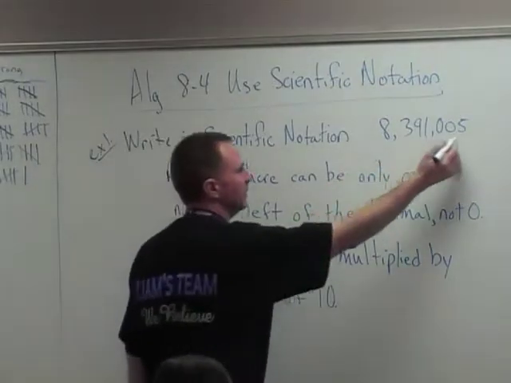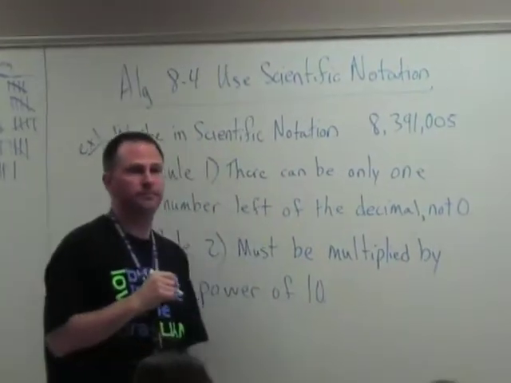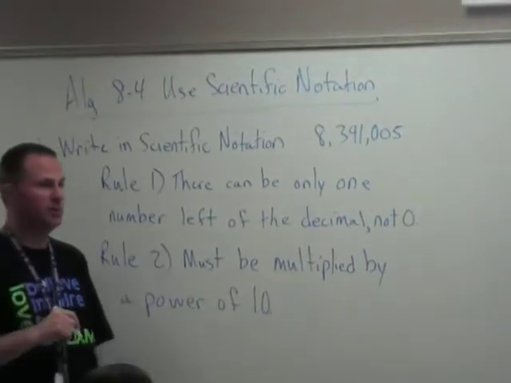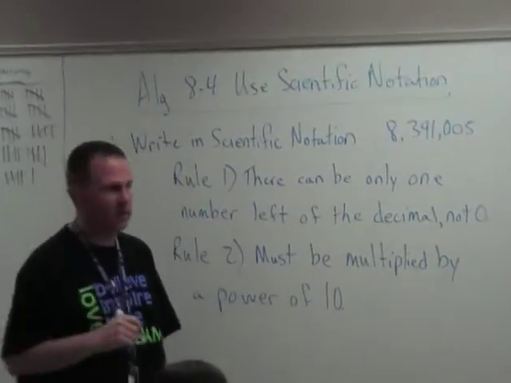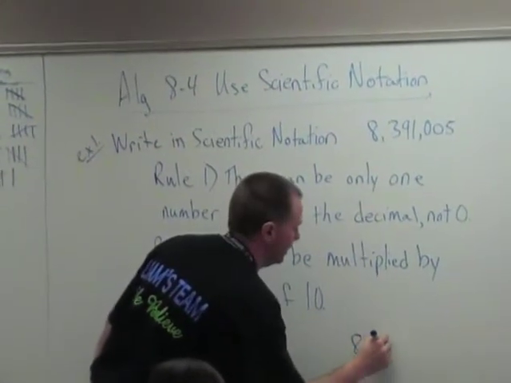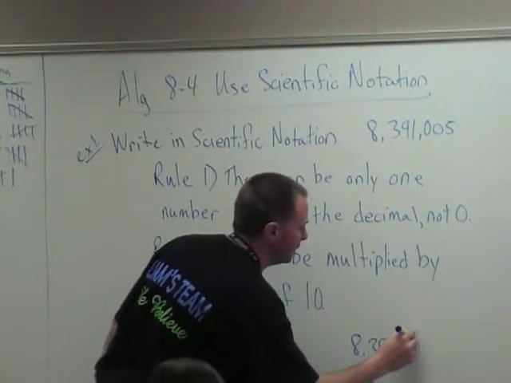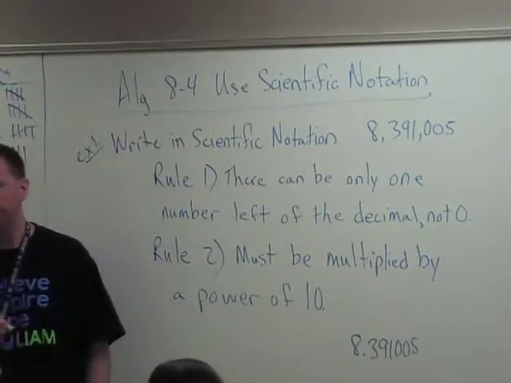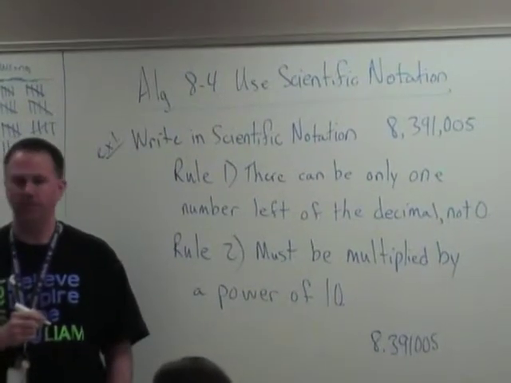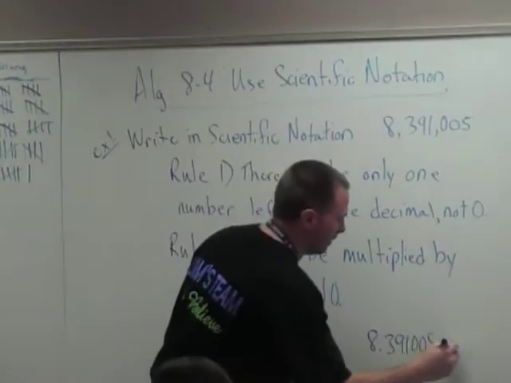So, if the decimal's here, where should it be? Between the 8 and the 3. So, it should be 8.391005, and you will write all the numbers. That's rule number 1. Rule number 2, I have to multiply by 10.